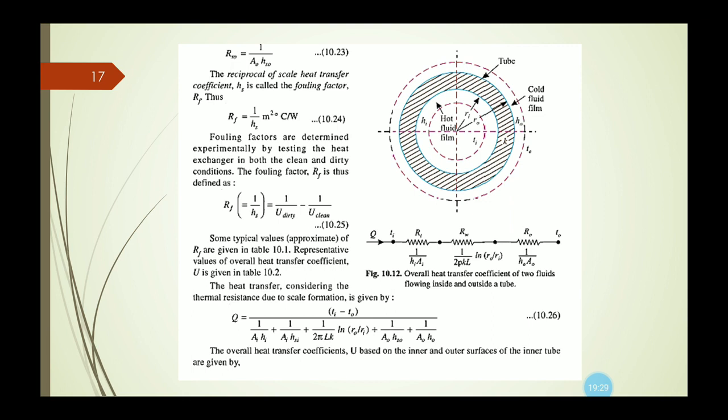Now the reciprocal of the scale heat transfer coefficient Hs is called the fouling factor. The reciprocal of the scale heat transfer coefficient Hs. So the notation is Rf. As this is the reciprocal of the scale heat transfer coefficient, the fouling factor Rf is represented by 1 by Hs, in meter square degree centigrade per watt.